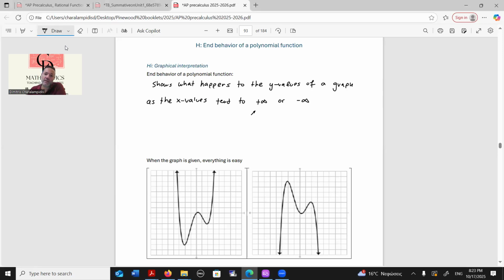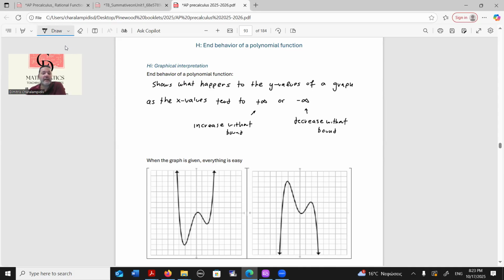And in the AP Precalculus, they like to describe that as when we tend to plus infinity, they say that the x values increase without bound, or that when we tend to negative infinity, that the x values decrease without bound. Regardless, however, how they will state it, the end behavior, once again, is that simple thing. It shows where the y values are going when the x values are extending to the two ends, either to plus infinity or to minus infinity.